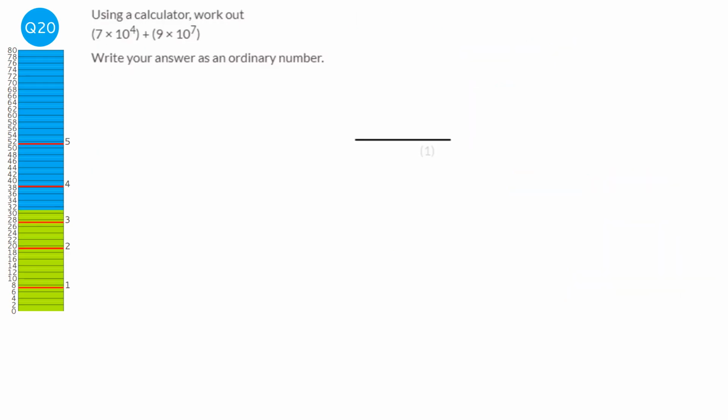So 7 times 10 to the power 4 is going to be 70,000. And 9 times 10 to the power of 7 will be 90 million.